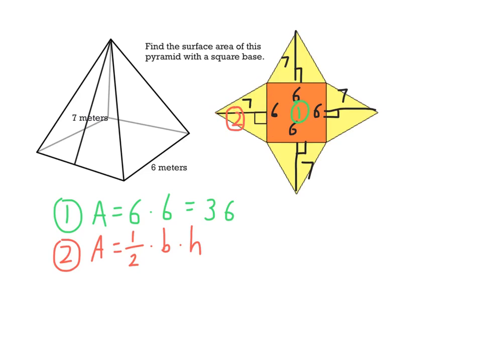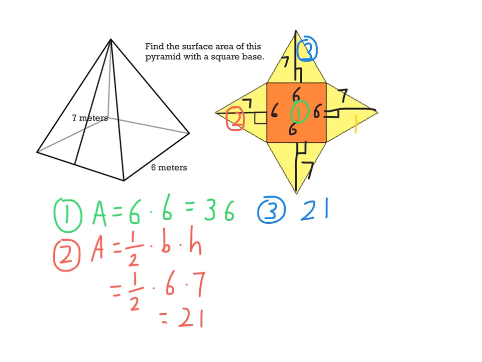Notice that the base and the height are perpendicular to each other. What I need is 1/2 times 6 times 7. 1/2 of 6 is 3. 3 times 7 is 21. Notice that I have found the area of 2 faces so far. If I move over here to 3, I know what the answer is to 3. We just figured it out. It's 21 because that's the same triangle.